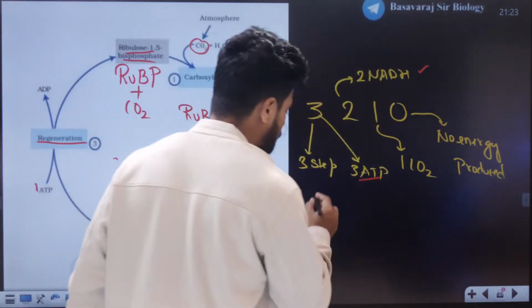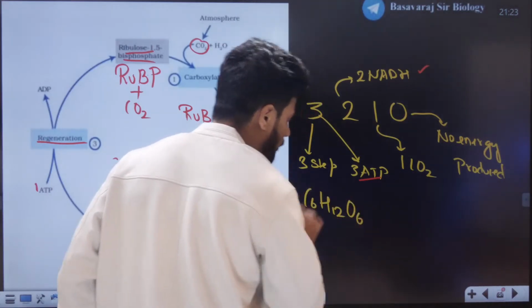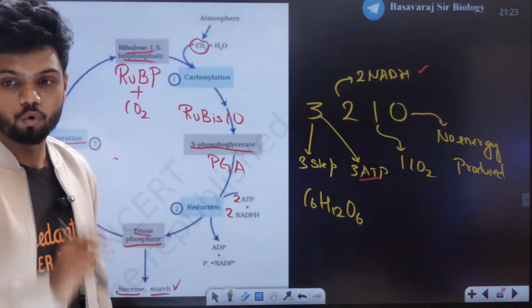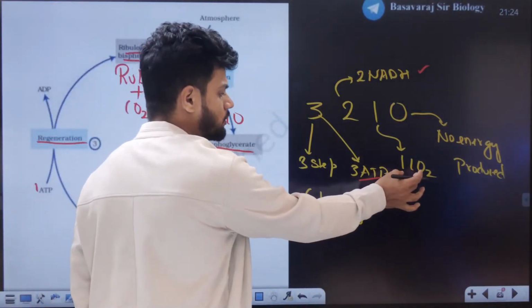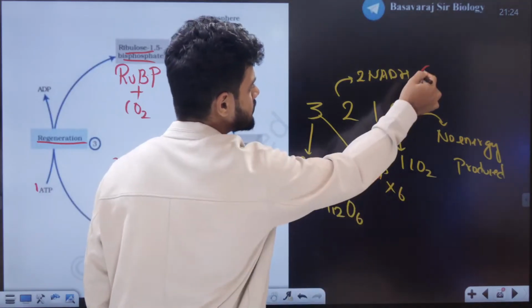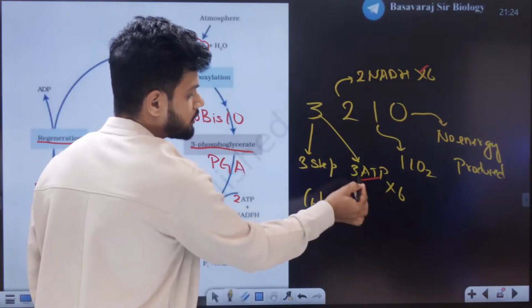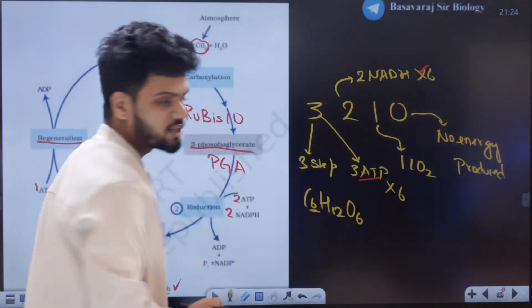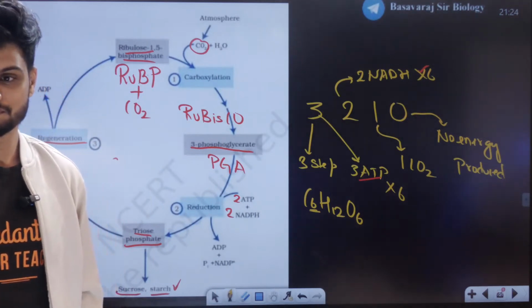How many ATP for 1 glucose now? How many ATP and how many NADH for 1 glucose? Simple example I'll tell you. For 1 CO2, 3 ATP. Into 6 you do. Why into 6? Because for 6 carbon, 18 ATP, 12 NADH. Done.